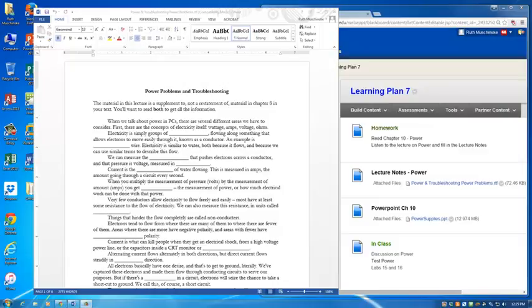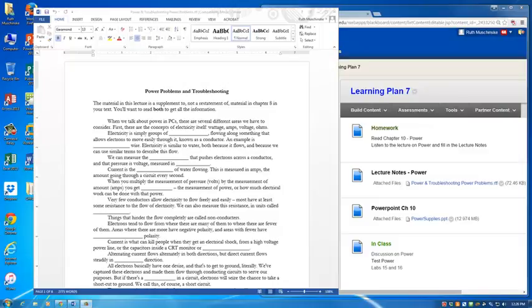We can measure the pressure that pushes electrons across a conductor, and that pressure is voltage, measured in volts. Current is the amount of electrons flowing. This is measured in amps, the amount going through a circuit every second. When you multiply the measurement of pressure, or volts, by the measurement of amount, or amps, you get watts, which is the measurement of power, or how much electrical work can be done with that power.